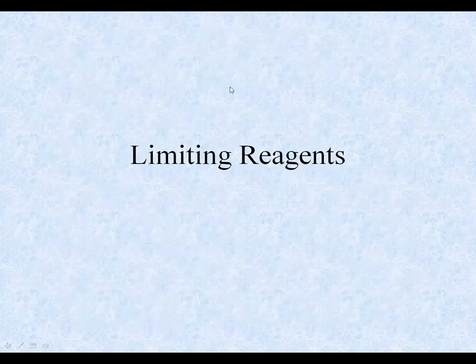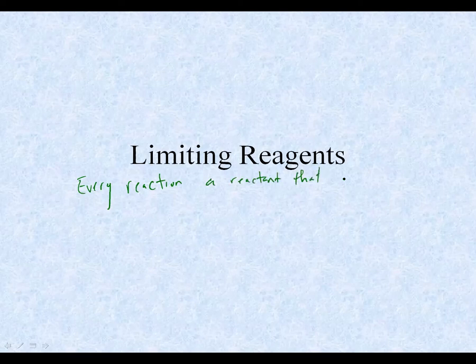So the next thing we're going to talk about is stoichiometry problems that involve limiting reagents. Basically, what limiting reagent means is that in every reaction, there's usually a reactant that gets used up first. There's usually a reactant that will get used up before the other reactant, and that is what is known as a limiting reagent.